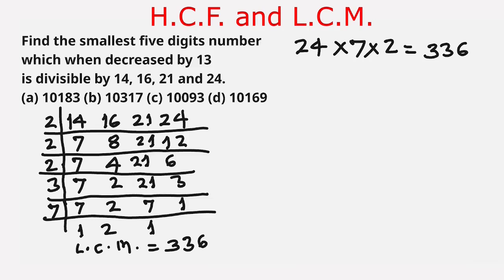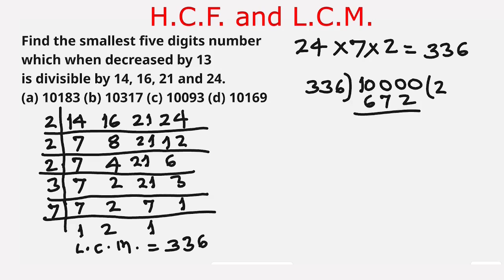Now the least 5-digit number is 10,000. We divide 10,000 by 336. 336 divides the initial 4 digits 1000 for 2 times. 2 times 336 is 672. On subtracting 672 from 1000, we get 328. We carry 0 from above. 336 divides 3280 for 9 times.